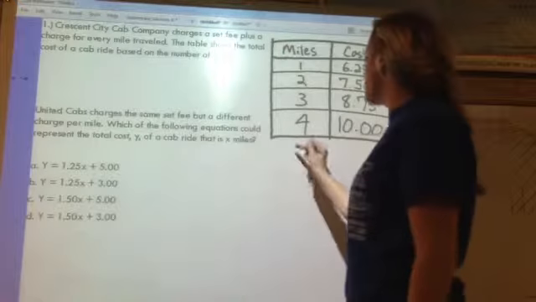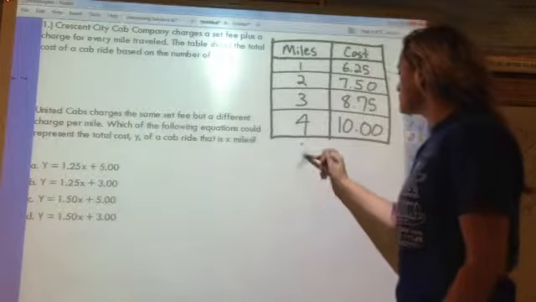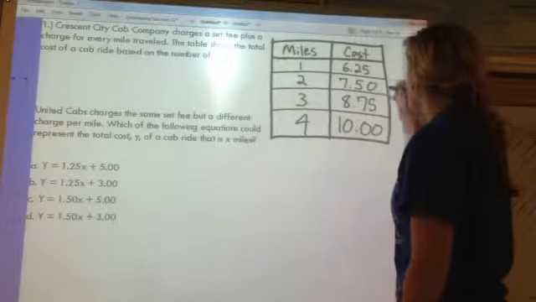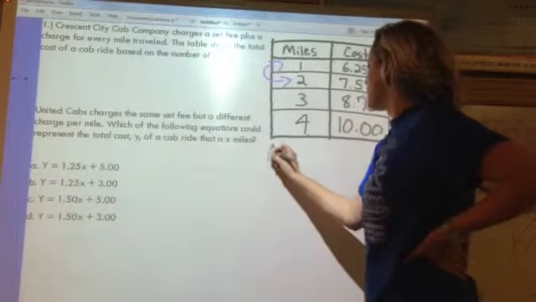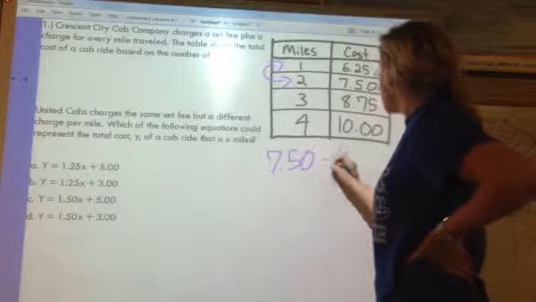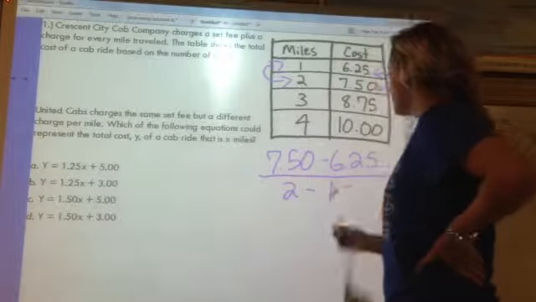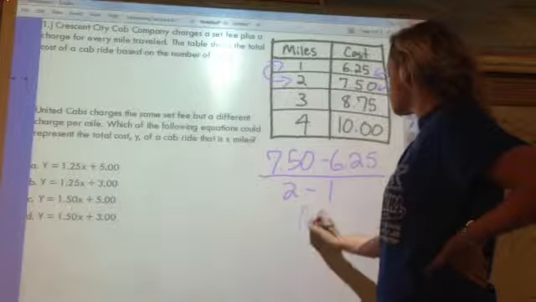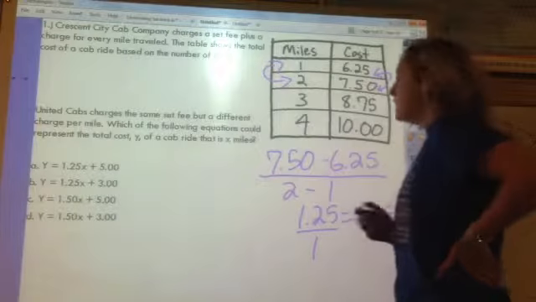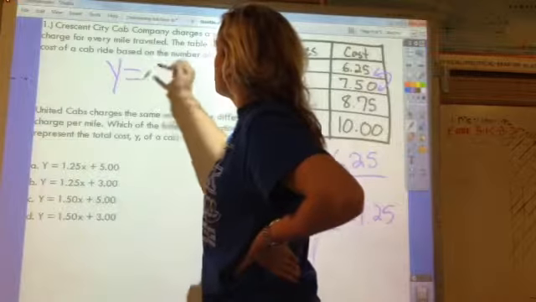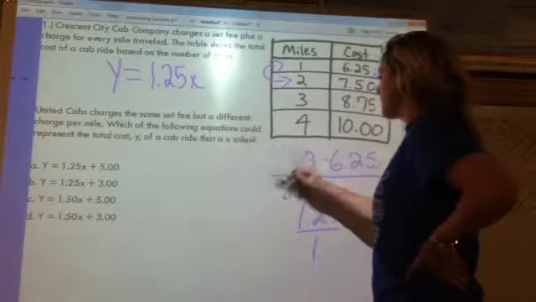So again, I do the same thing. Change in y over change in x. Make sure the table is written down on your notes page. We're coming around to check. So I have 750 minus 625 over 2 minus 1. Well, if I subtract this out, this will come out to 125 over 1, which is just 125. So my equation for Crescent City Cabs is 1.25x, and then I need to figure out what my y-intercept is.